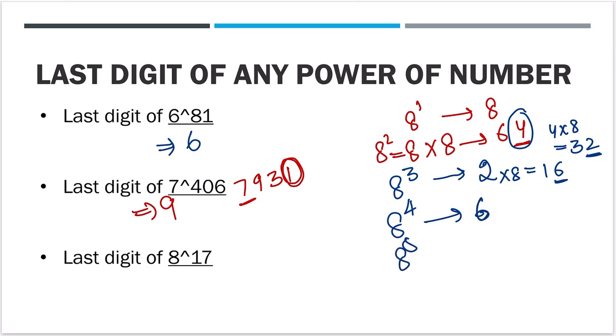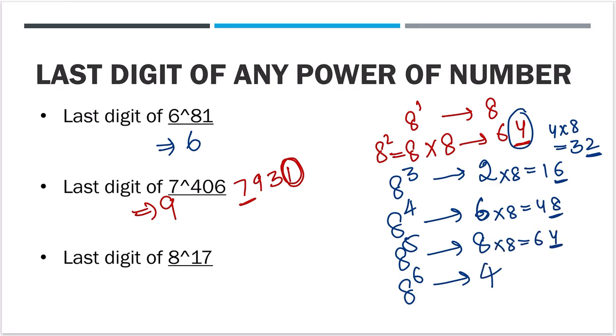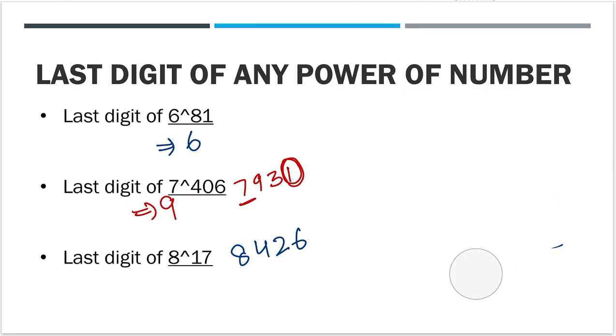Now 8 raised to power 5. 6 into 8, 48. So I will get 8. 8 raised to power 6 is 8 into 8, 64. The last digit is 4. So you will check here. You are getting a series of the form 8426, 8426, 8426 and so on. So in the case of 8, we are getting a pattern 8426.